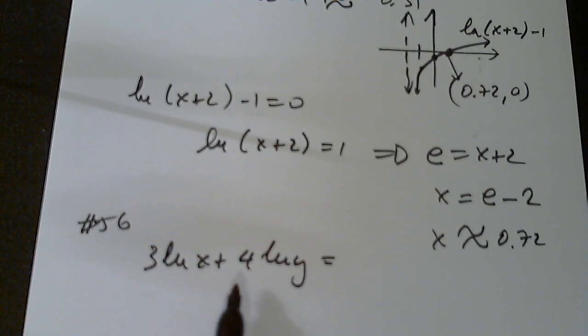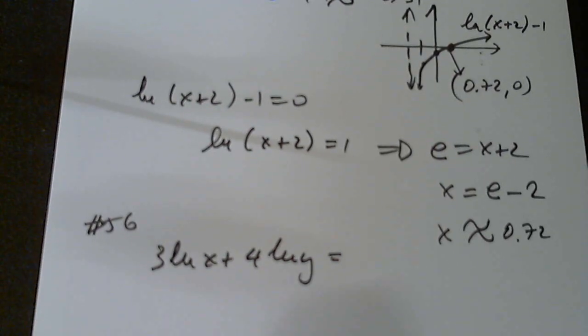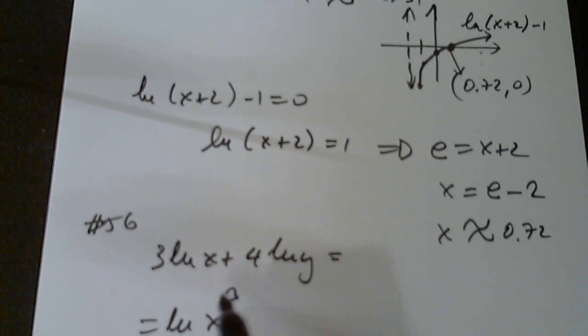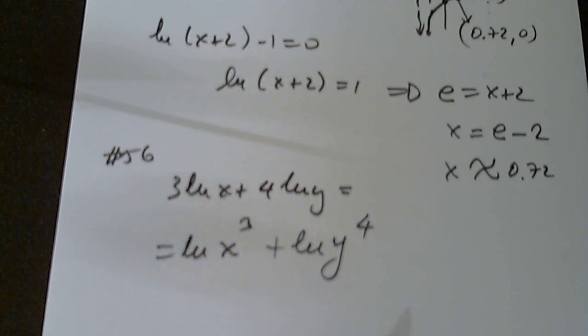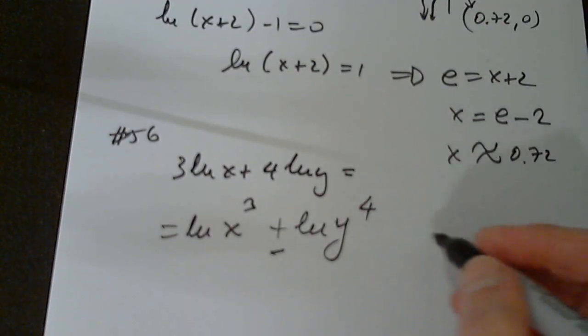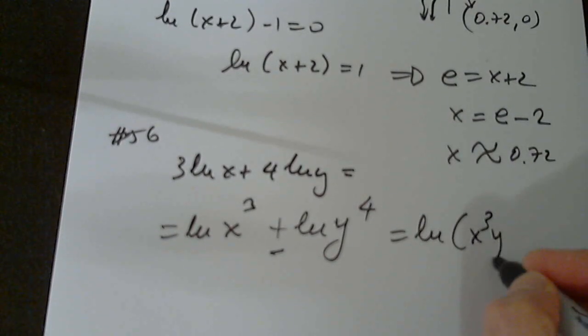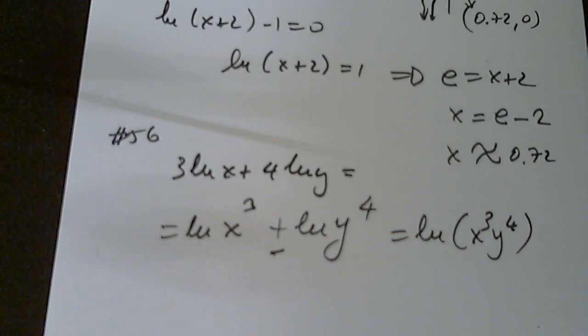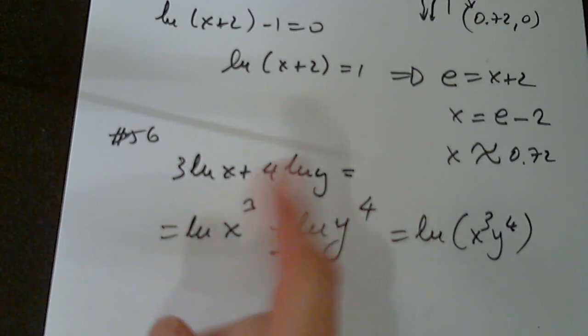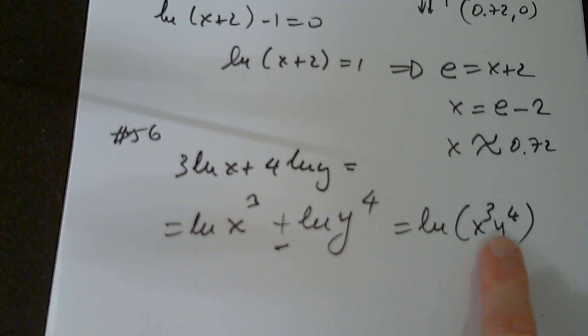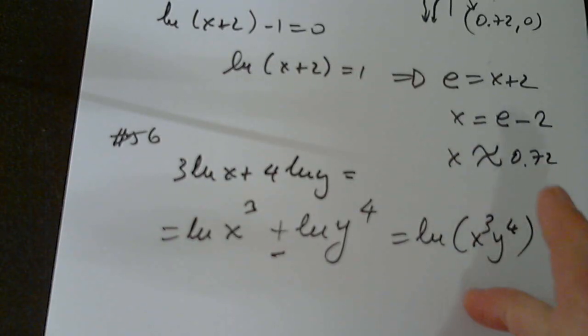First we have to address the numbers in front. That's very important. So this is log x to the third plus natural log y to power 4. Then I can address the summation. So natural log of x cubed y to the 4. Basically there are only 3 properties: the power that goes in front and also comes back, the sum that is a product, and the difference that will be a ratio. Only 3 properties.